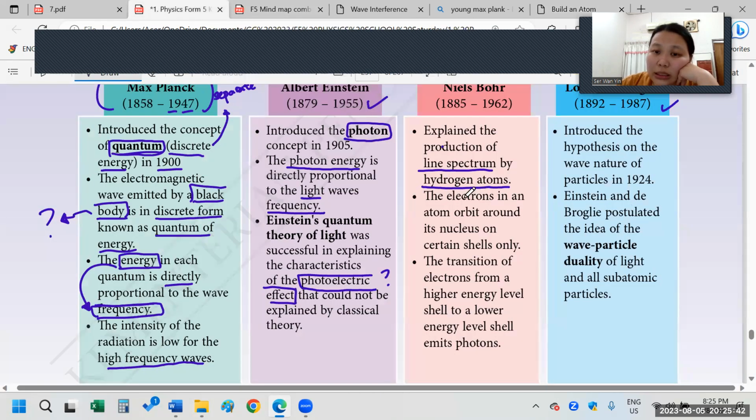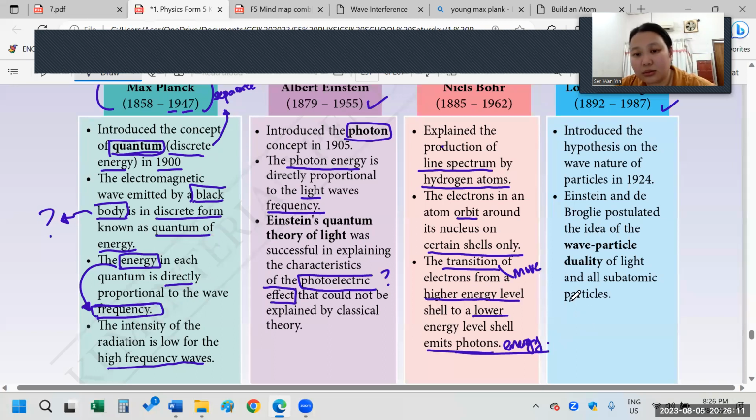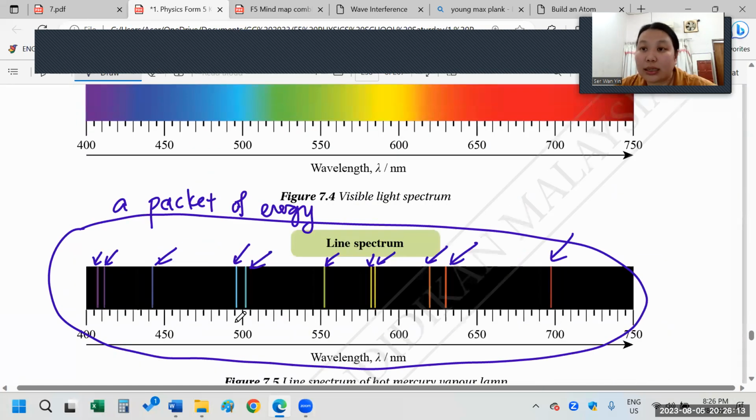Okay, so he said that when an electron in an atom orbits around its nucleus on a certain shell, the transition, meaning movement, of electrons from a high energy level shell to a low energy shell will emit a photon. Still remember what is a photon? Photon is energy. How does the photon energy look like? Ta-da! Like this.